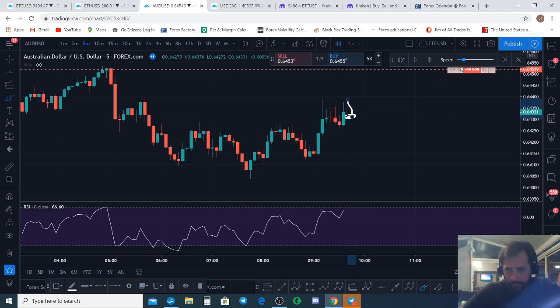What ended up happening is that the price came down on me. Where should I have cut this trade? I should have cut it as soon as it broke this candle right here. I should have cut it immediately once it broke that candle, cut the trade.